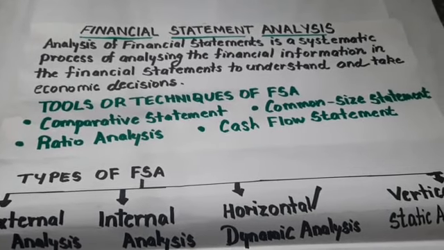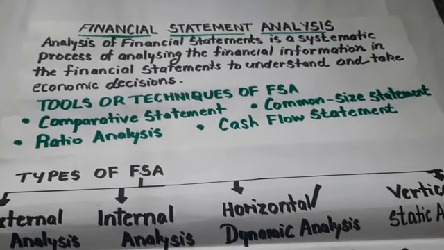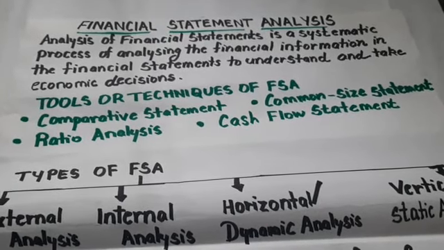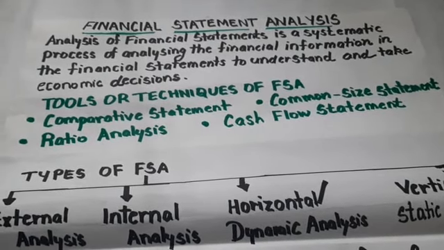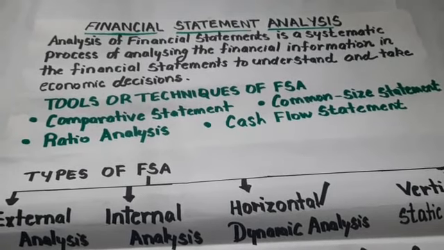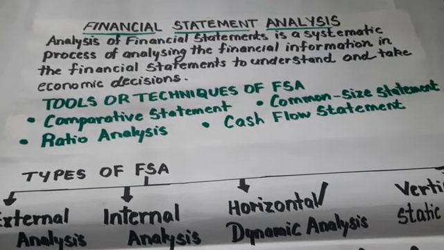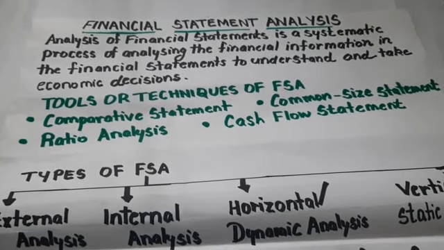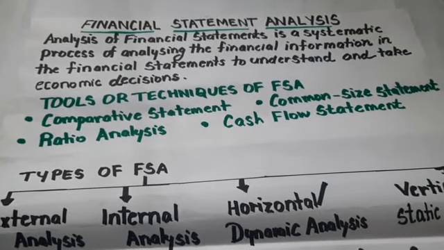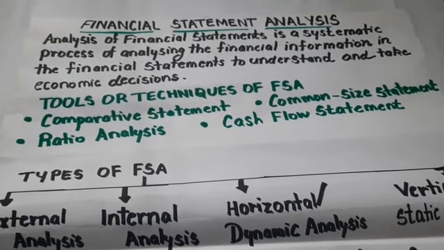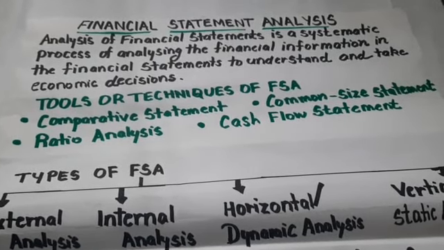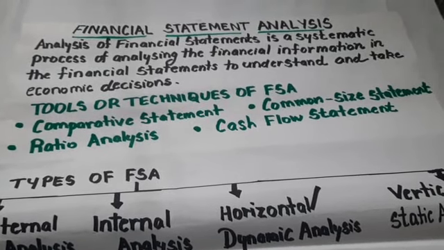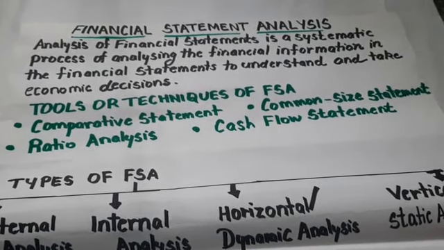Analysis is a process of breaking a complex information into a simpler and understandable form. So, in financial statement analysis, we can see here it's a systematic process in which financial information which is given in financial statements is converted into understandable way so that we can make various economic decisions.